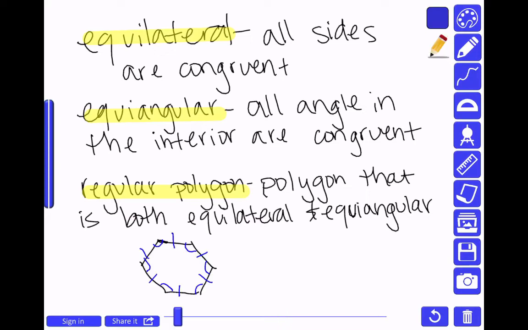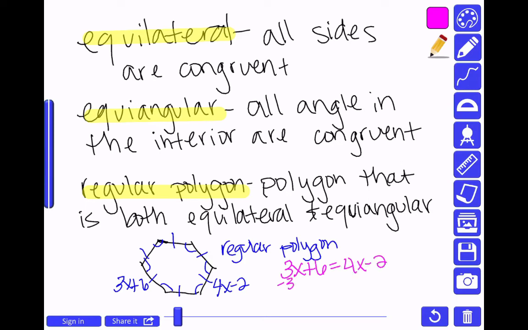So here I have a hexagon. It is a 6-sided polygon, and indicated by the blue is that it is equilateral and equiangular. So this means that this is a regular polygon. So let's say that they tell us that this side of the hexagon is 3x plus 6, and they tell us that this side of the hexagon is 4x minus 2. We could actually figure out the length of the side. Reason being, because both of those sides are congruent, so I can set them equal to each other and I can solve for x.